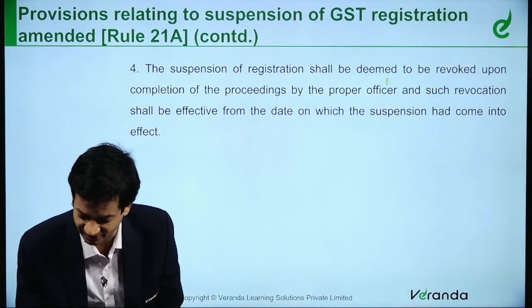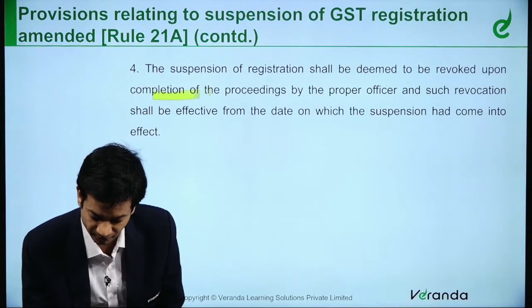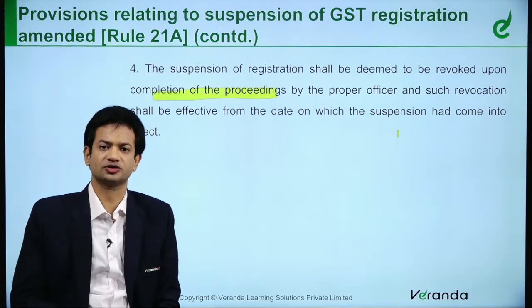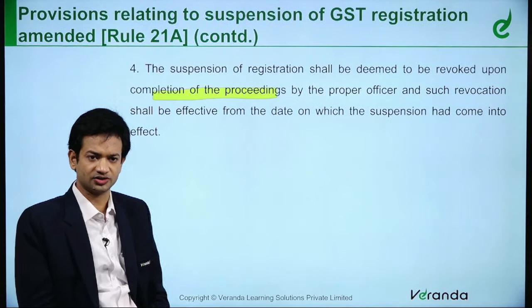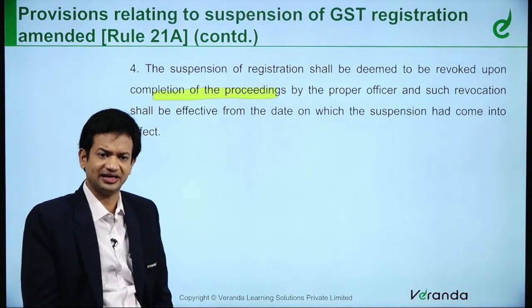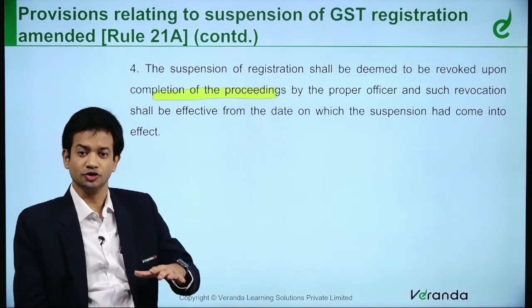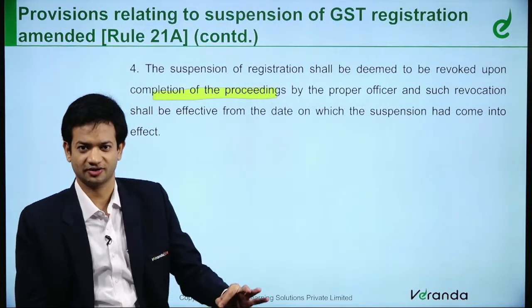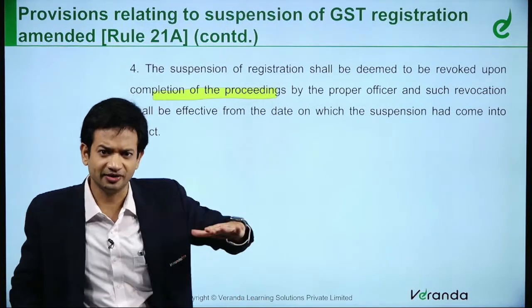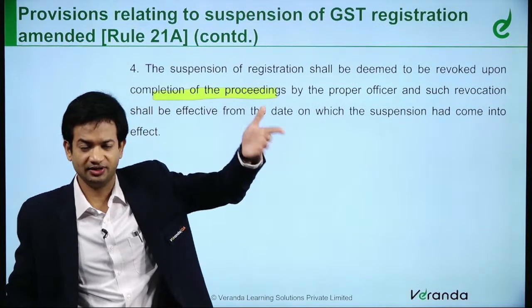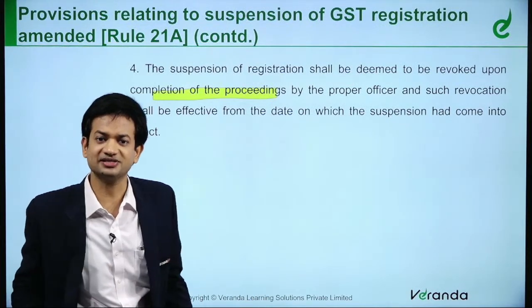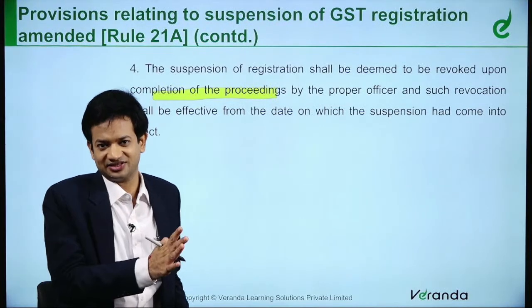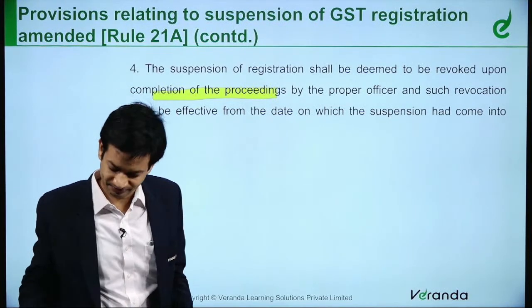Fourth one, suspension of registration shall be deemed to be revoked upon completion of the proceedings with the proper officer. Why? Because, let's say for example, under sub rule 2A we suspended, we gave a notice, and then he gave a clarification. So it's all right, and this suspension will be revoked. Because I suspended since I had some suspicion, he clarified, all right, let me revoke the suspension. That means let me activate his registration back.